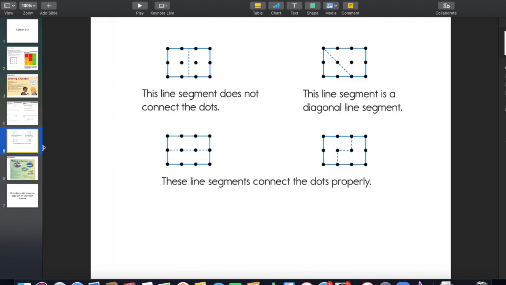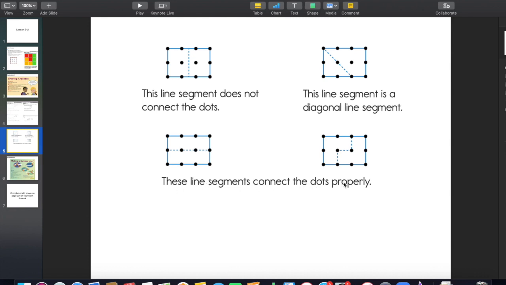So let's just look at how we might connect the dots. So it says this line segment does not connect the dots. Can you see that there's a line segment in between the dots? So that would not work. When we are dividing up the cracker, we have to draw line segments that connect the dots. This line segment is a diagonal line segment. So the directions tell us we cannot use diagonal lines, okay? So no diagonal lines.